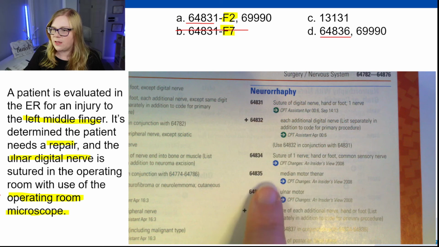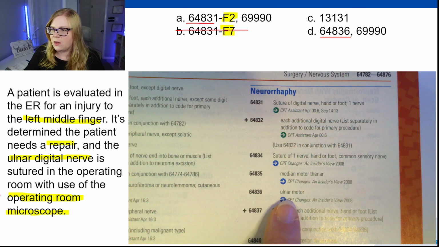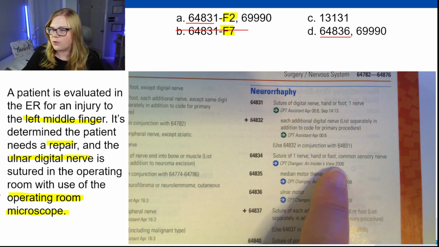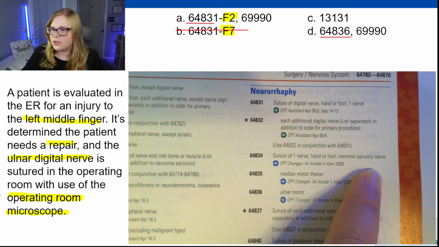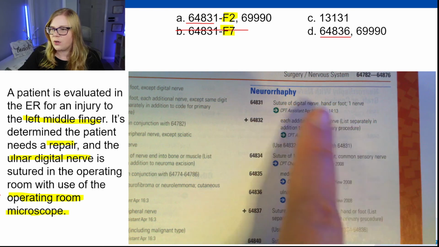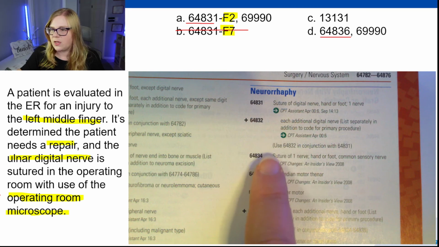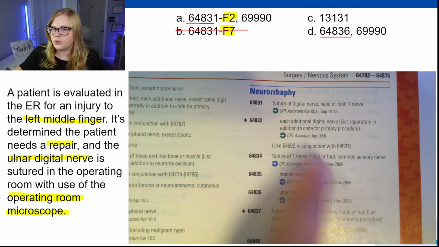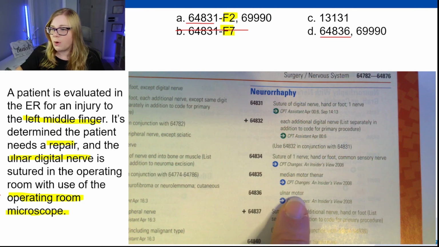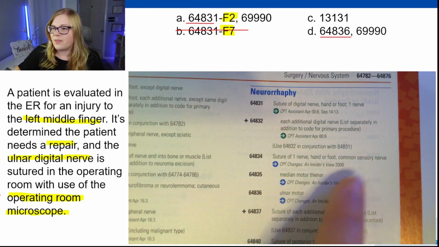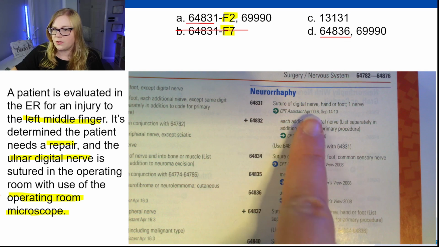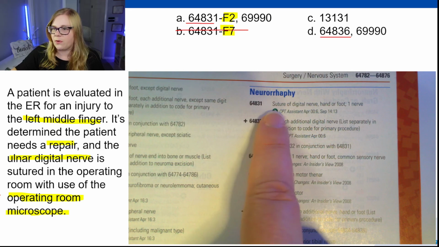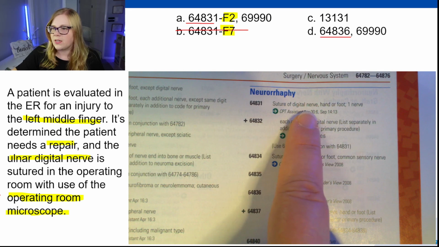And then 64836 is the ulnar motor, but that's suture of one nerve, hand or foot, common sensory nerve. So was this a common sensory nerve? No, this was a digital nerve, and it was the one. So one nerve, ulnar digital. We do have one down here that's ulnar motor, so we could get tripped up there, but that's common sensory nerve. This was a digital nerve. So we want to make sure that we're using this code here, 64831, for suturing of one digital nerve.